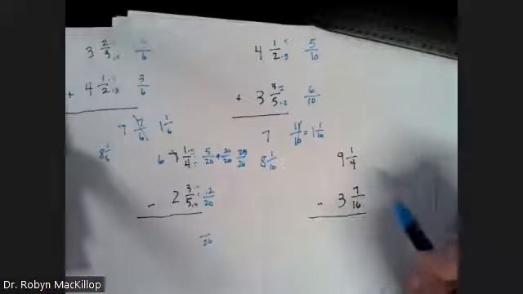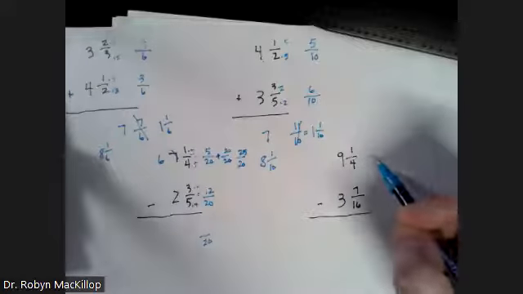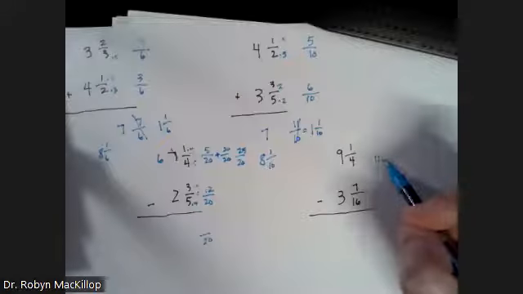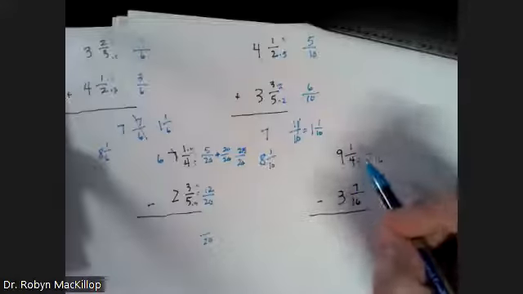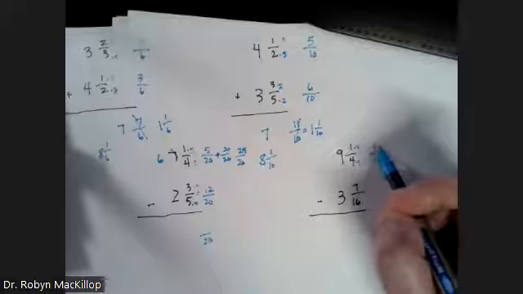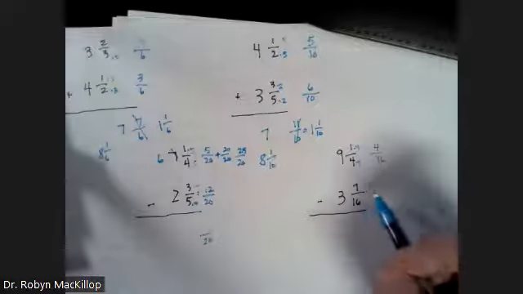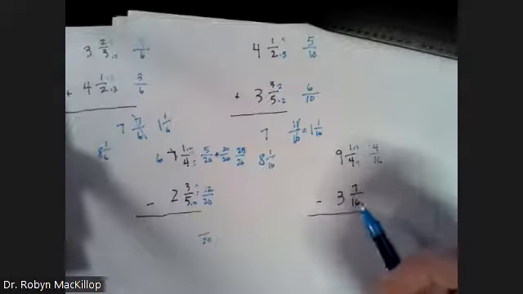All right, let's try this one. 9 1/4 minus 3 7/16. So for a common denominator, this one's kind of nice because 4 goes into 16, does it not? That means we don't have to alter this one at all. We do have to alter this one. We're going to make our new denominator 16. 4 goes into 16 4 times. What you do on the bottom, you do on the top. And so now we've got 9 4/16 minus 3 7/16.